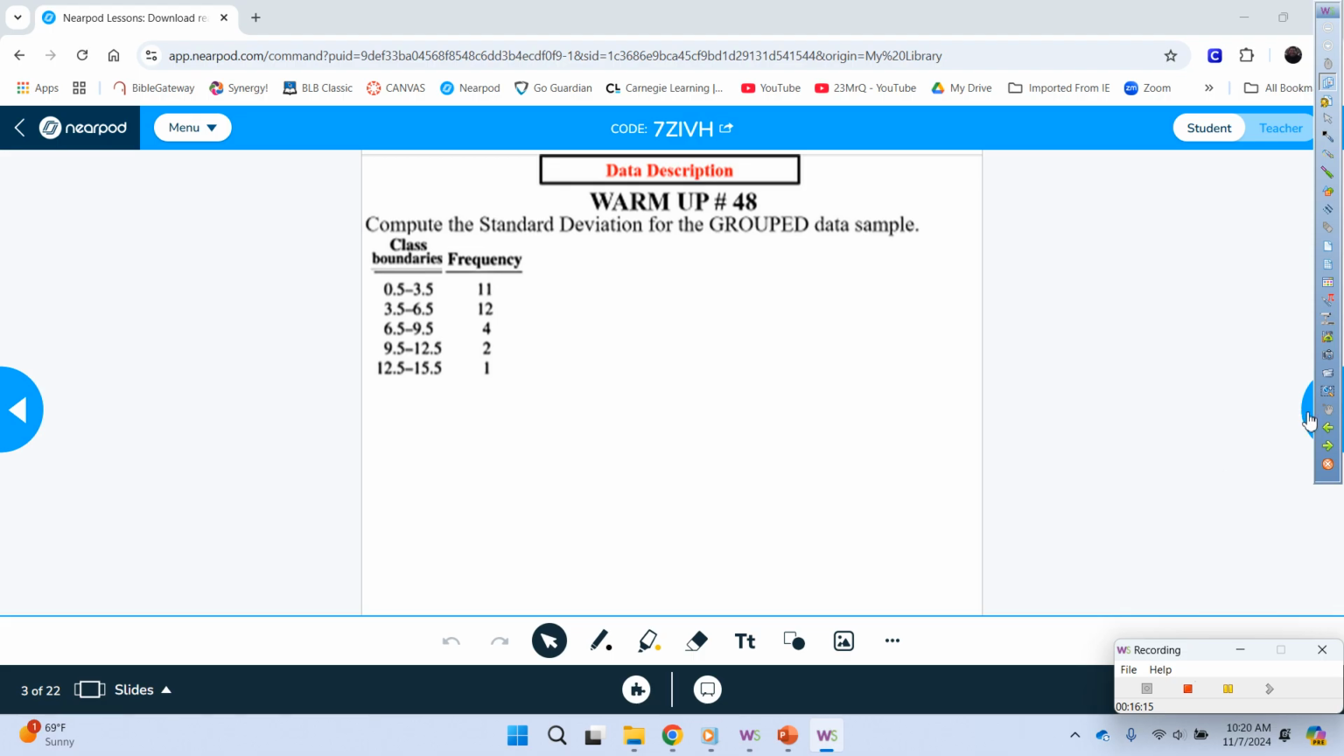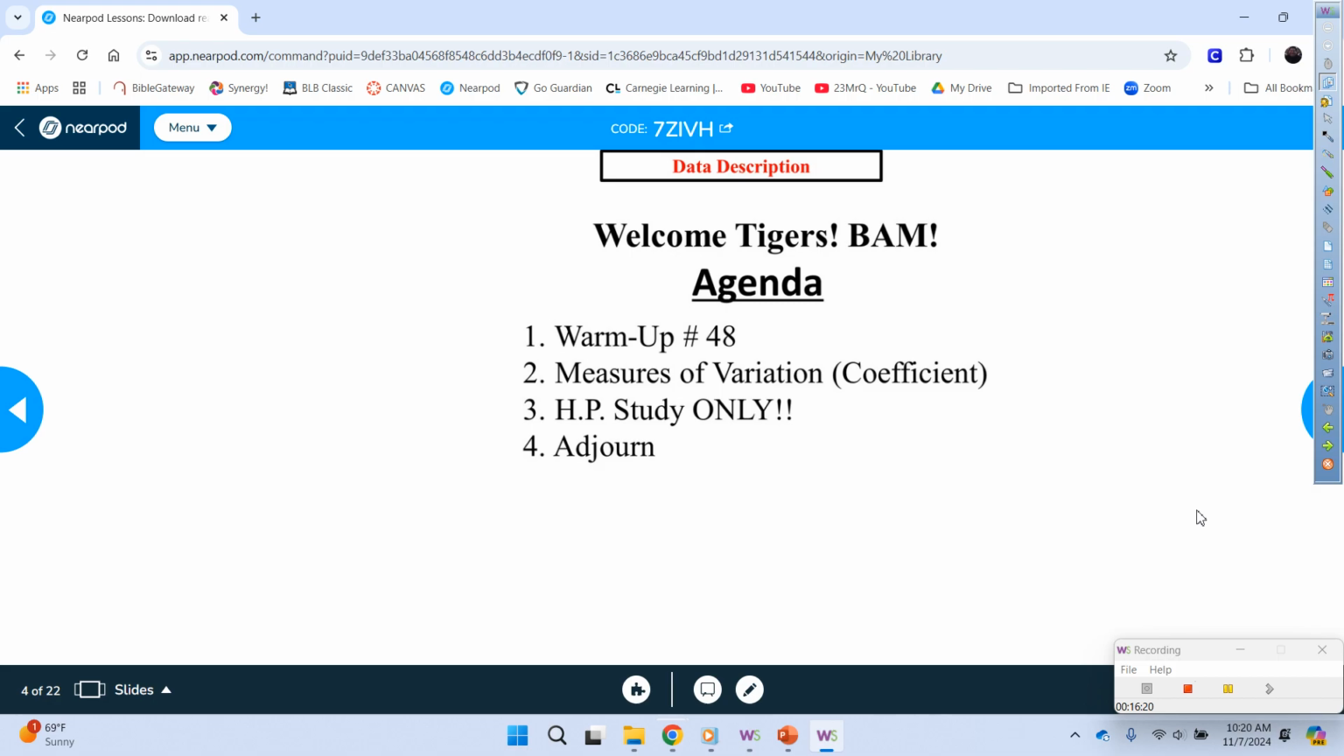All right, copy the agenda. Warm-up number 48 done. Today we're completing the measures of variation, coefficient of variation. And tonight, study, study, study, all right? We good?